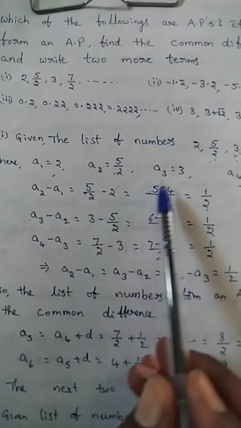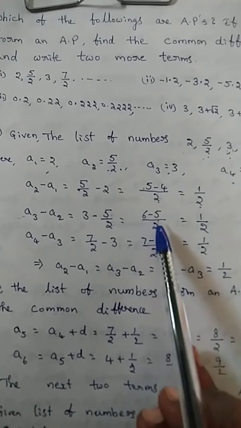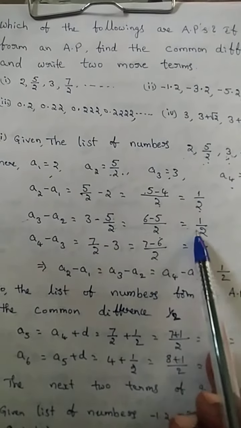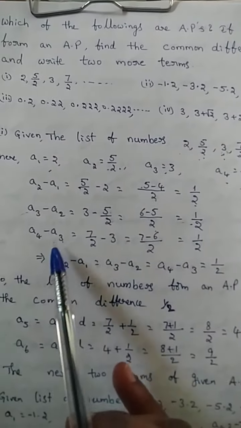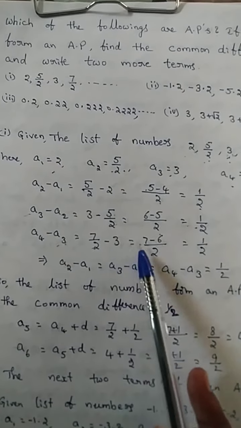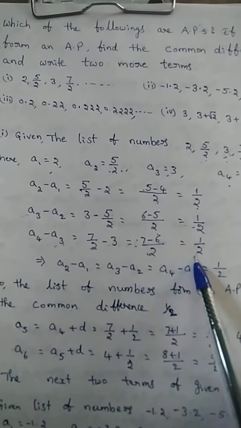a3 minus a2. a3 is 3, a2 is 5 by 2. 3 minus 5 by 2 means it is 6 minus 5 by 2. LCM procedure, 1 by 2. a4 minus a3. a4 is 7 by 2, a3 is 3. 7 by 2 minus 3 is equal to, by LCM 2, 7, 3 2 is 6, 7 minus 6, 1 by 2.